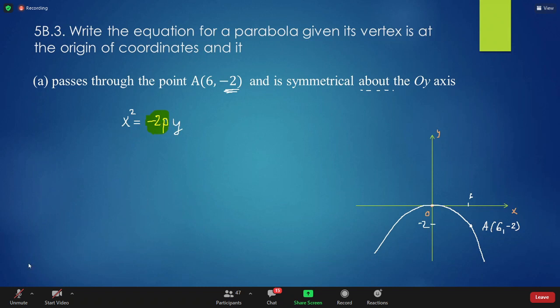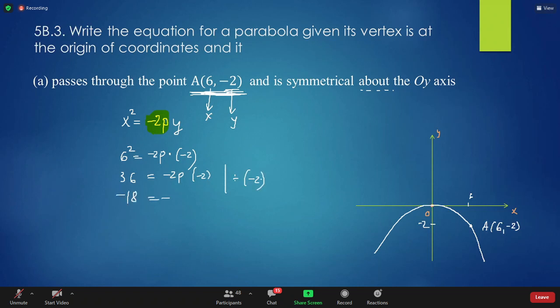The only thing that is required is the equation. So what we need is actually to know what is minus 2p. As usual, with all curves, if we know one point, we can put the coordinates of this point into the equation and figure out the rest. So x squared will be 6 squared equals minus 2p times minus 2, which means 36 is minus 2p times minus 2. Divide both sides by minus 2. We have minus 18 is minus 2p. So this is what we put in the equation.